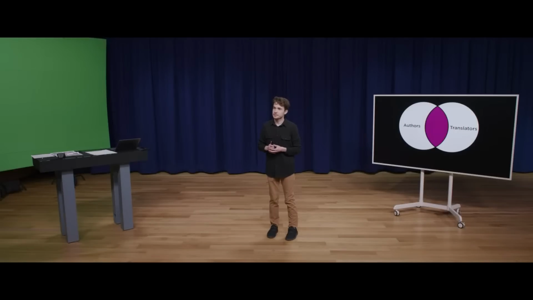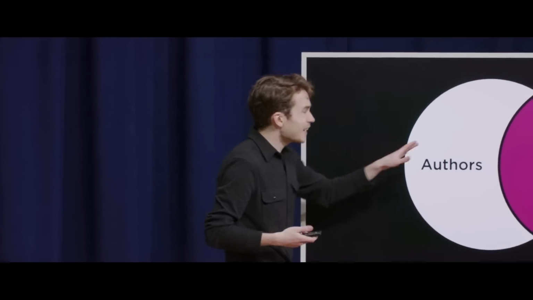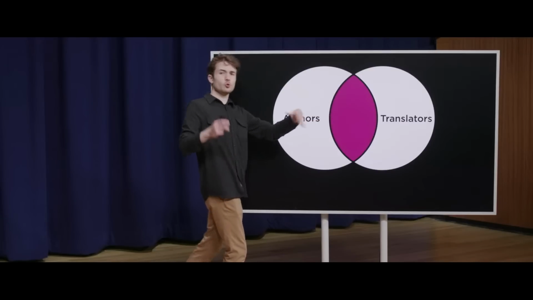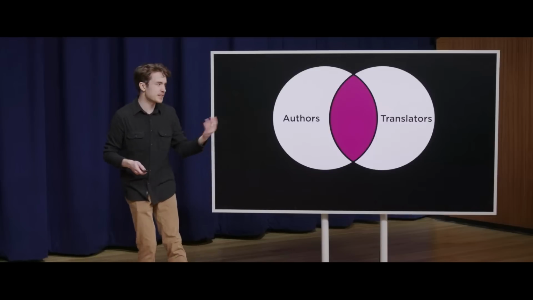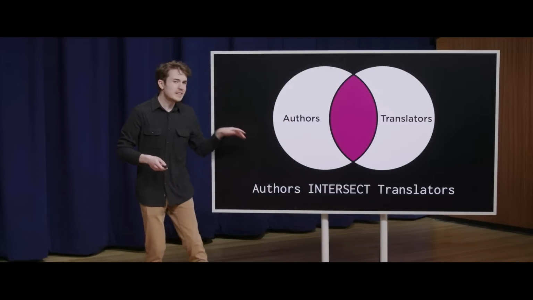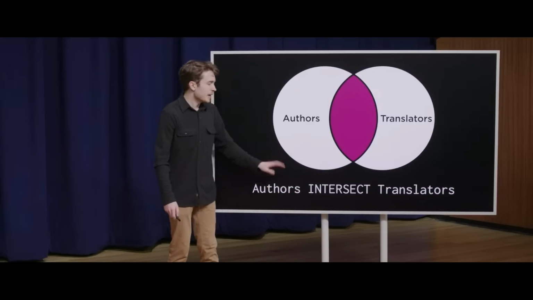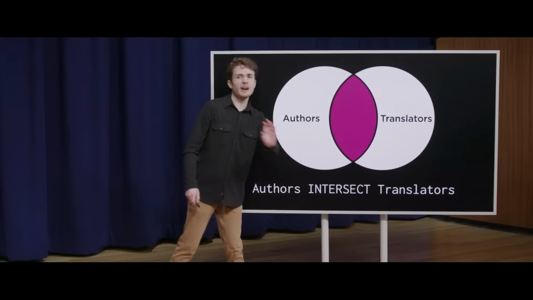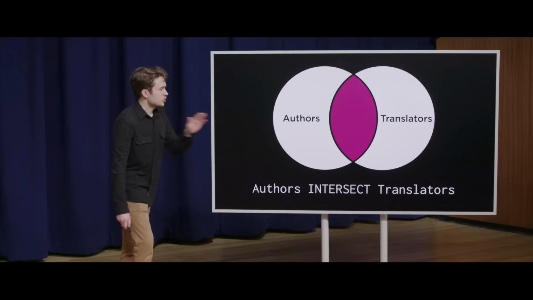Let's go to Shiv. It means that you are both the author and the other one, so translator. Yeah, you're right. So this means you are both an author and a translator. You're in the middle of these two overlapping circles. In SQL, we could represent this kind of relationship using our intersect operator, which we'll see in just a moment. We'll take authors, perhaps, and intersect them with those who are translators and find those who are both authors and translators.